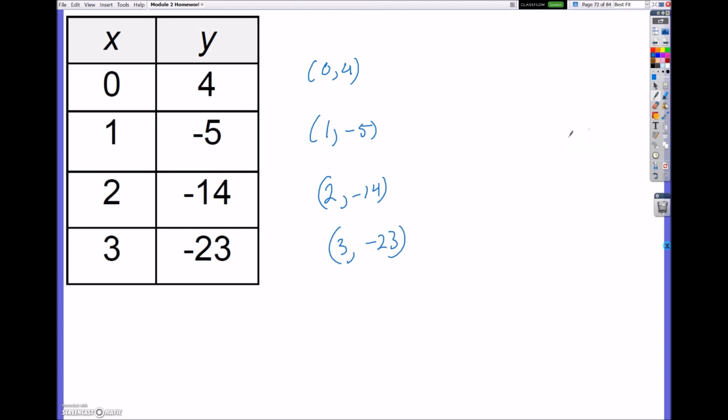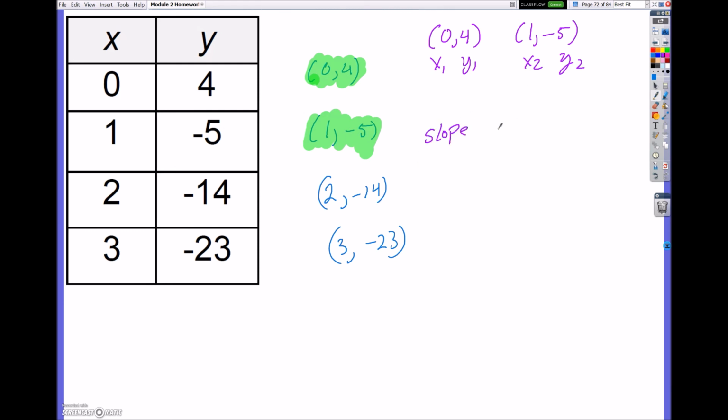Now you could choose any of these numbers, but by looking at these, if I were to say what are the easiest numbers to deal with, I would say probably these first two are the easiest to work with, just because they're smaller numbers, the negatives aren't too big. So I'm going to rewrite those. I'm going to have 0, 4, and 1, -5. This is my x1, this is my y1, this is my x2, this is my y2. And if I were to set this up, remember, one more time, the formula for slope is y2 minus y1 all over x2 minus x1.